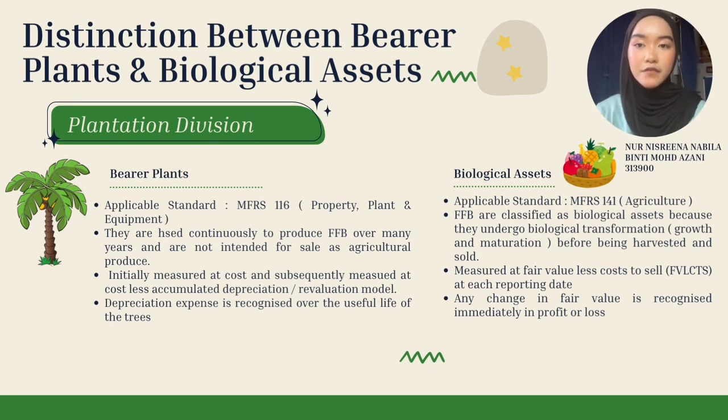As a result, MFRS 141 requires FFB to be measured at fair value less cost to sell at each reporting date. Any gain or loss arising from changes in fair value must be recognized immediately in profit or loss. This ensures that the financial statements reflect the current economic value of the agricultural produce.